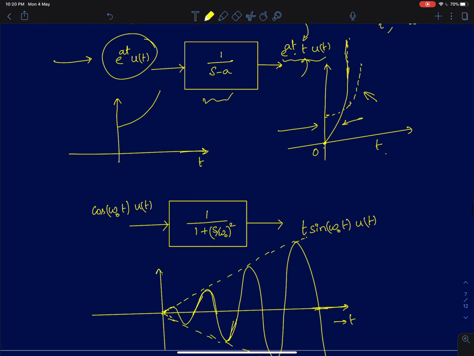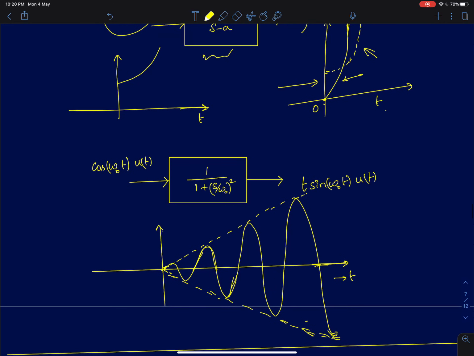The third example is something we have already derived intuitively in the previous lectures, but now we can mathematically show that if I feed a signal cos omega naught t into u of t as an input to this system, then the output will simply be t sin omega naught t into u of t, where t into u of t is the gain offered by the system. This is the steady state gain offered by the system. So this is an exact expression.